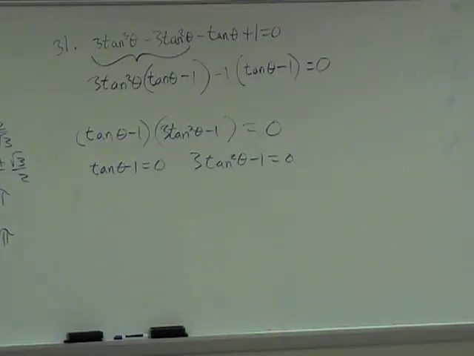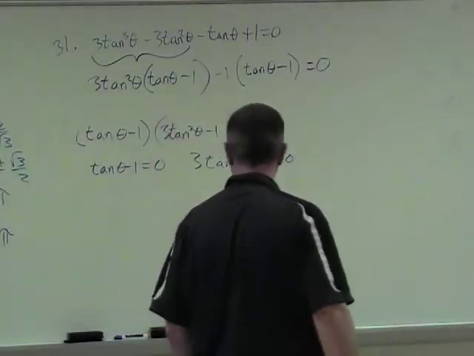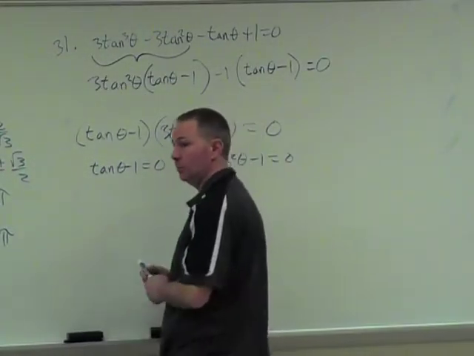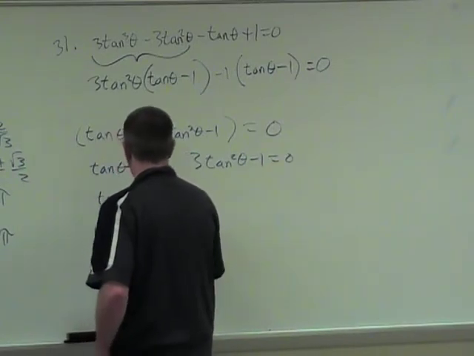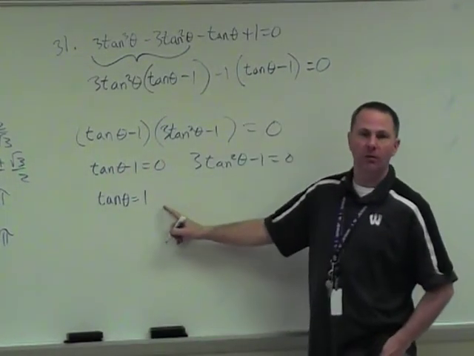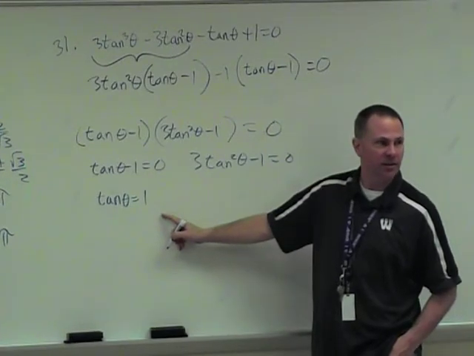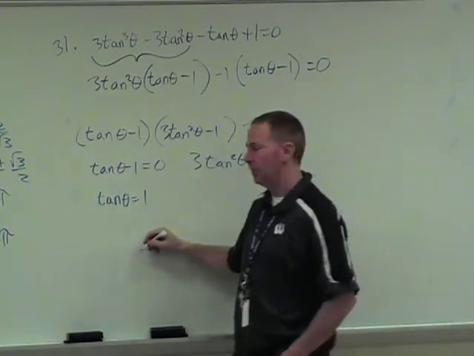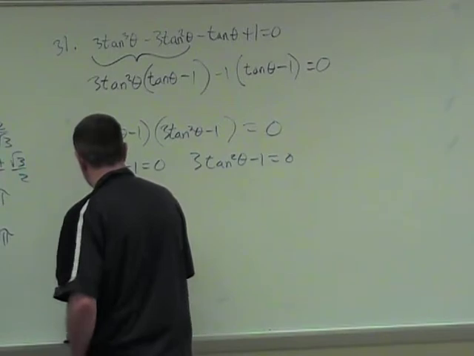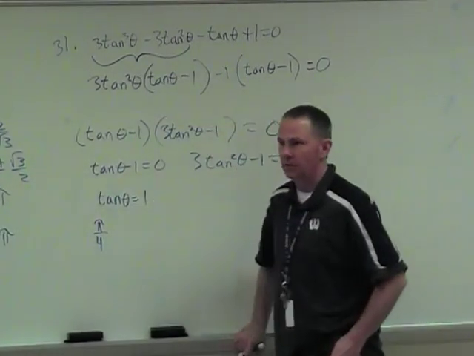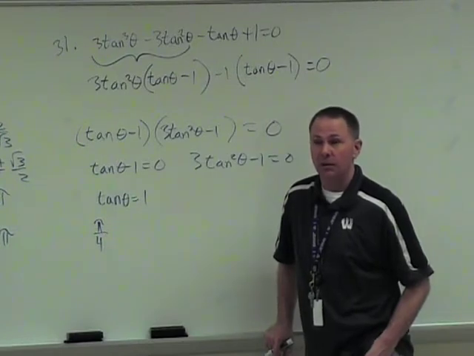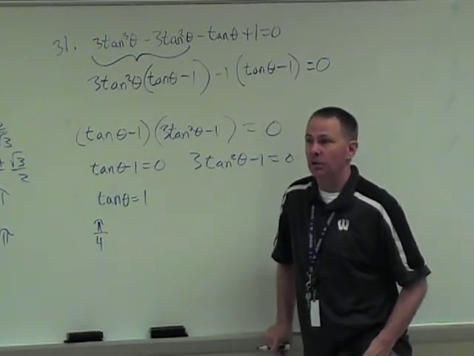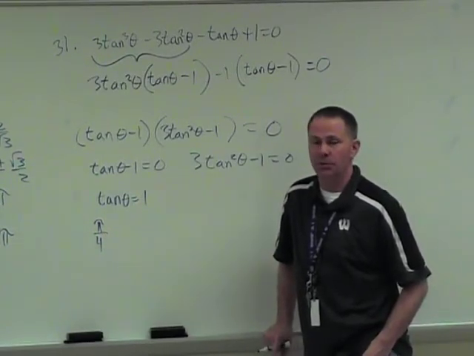What about the other one? Did you do them both? So add 1, tangent theta equals 1. First of all, when does y over x equal 1? Pi over 4. Not only pi over 4, but in the third quadrant as well, except tangent doesn't go into the third quadrant here. Tangent's between negative pi over 2 and pi over 2, right?